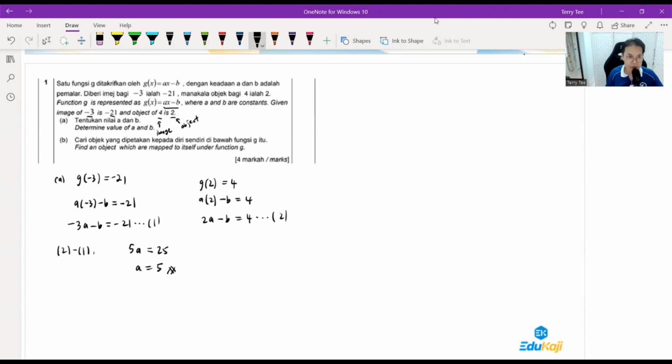a is just 5. And if you want to find the value of b, we can just sub inside any equation. Here I sub inside equation 2. 2 times a, which is 5, minus b equals 4. So 10 minus b is 4. Bring the b over here. Negative b, bring over becomes positive b. 10 minus 4, b is 6.